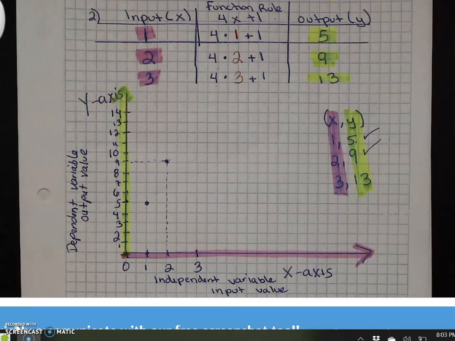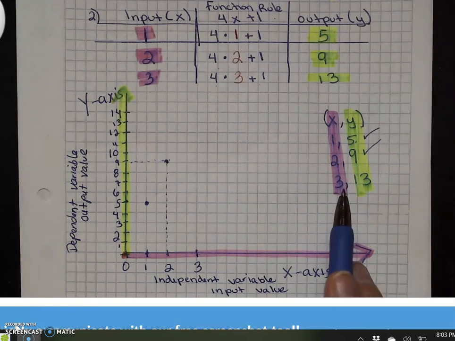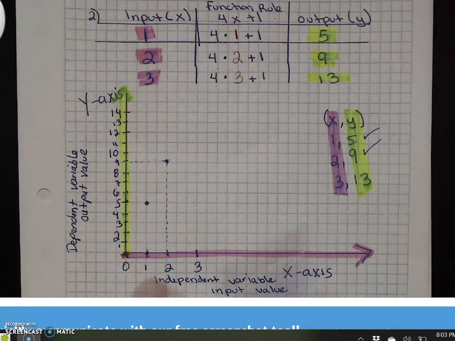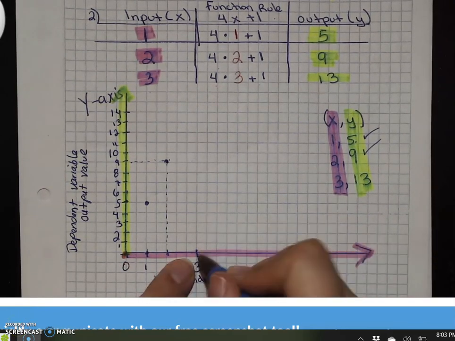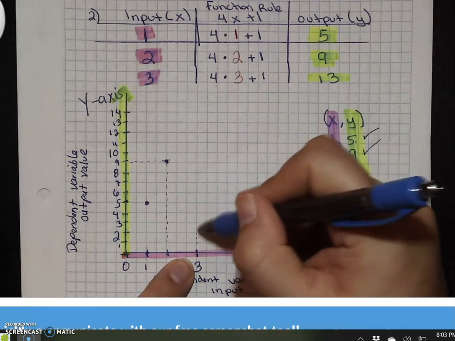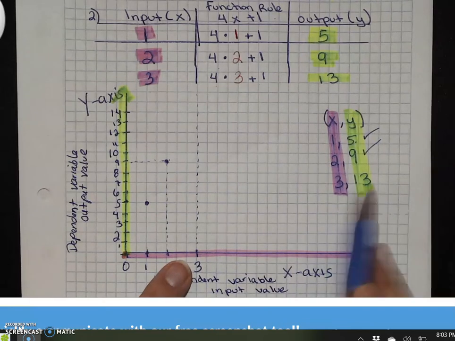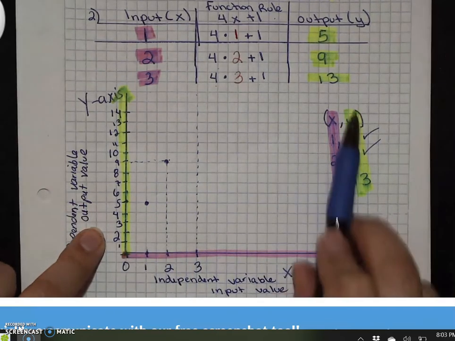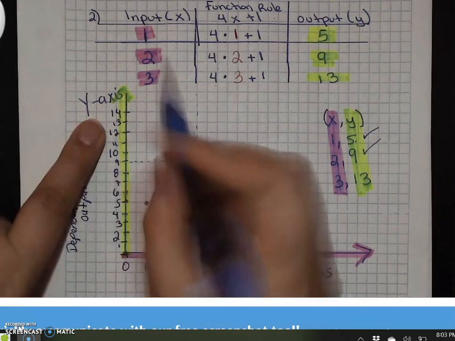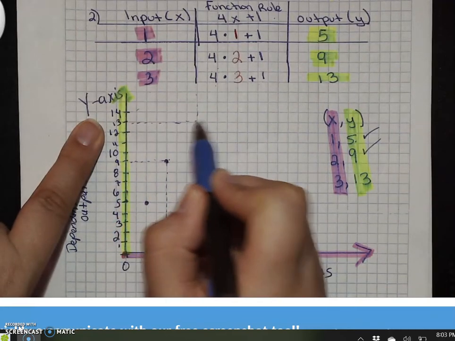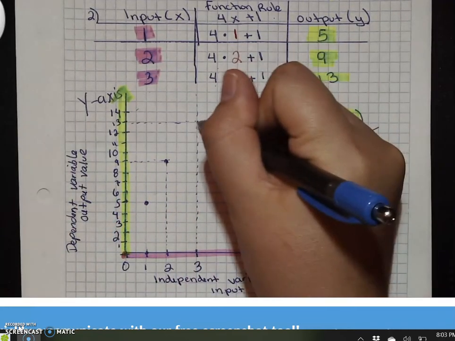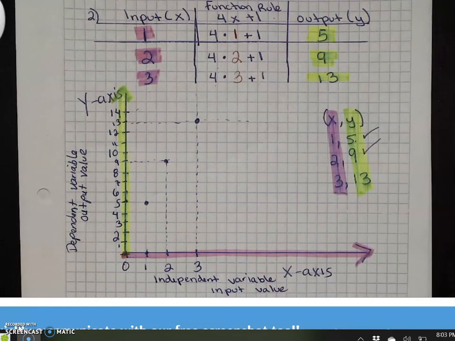Now my third point. I have 3, which is my pink area, my x-axis. I found 3. That means all of this is 3. Then I have 13. 13 is on my y-axis. I look for 13. Where do they meet? Right here. What do I need to do next?